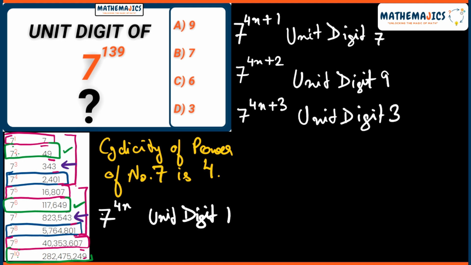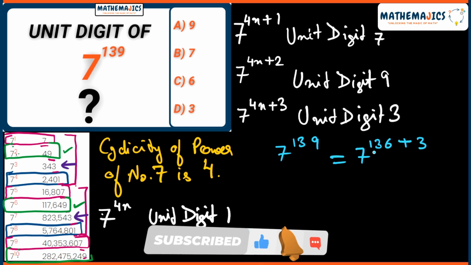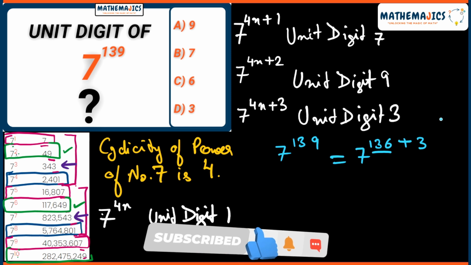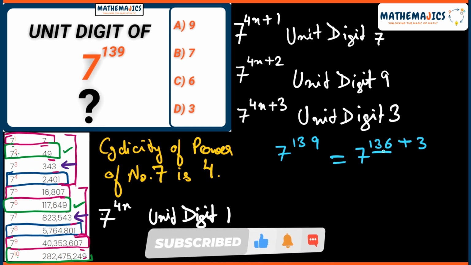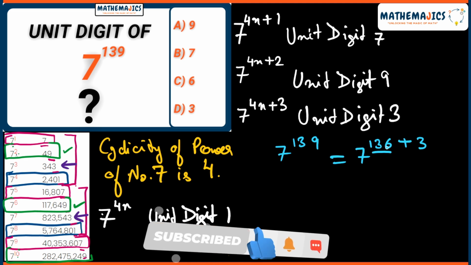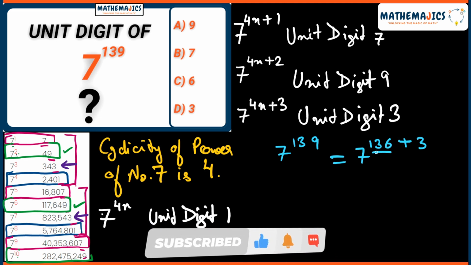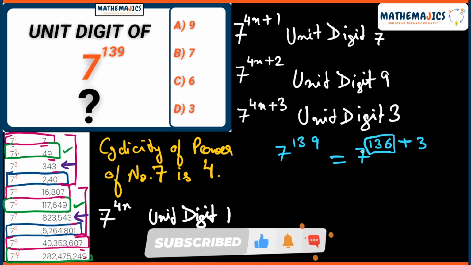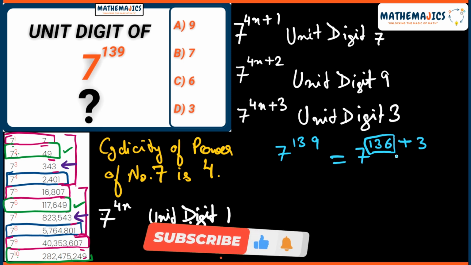Now, let's come back to the question. We need to find the unit digit of 7 raised to power 139. So 7 raised to power 139 can be written as 7 raised to power 136 plus 3. 139 has been broken into two parts. Now, 136 is a multiple of 4. If you remember the divisibility rule of 4, if the last two digits are divisible by 4, then the whole number is divisible by 4. 36 is divisible by 4, that's why 136 is also divisible by 4.